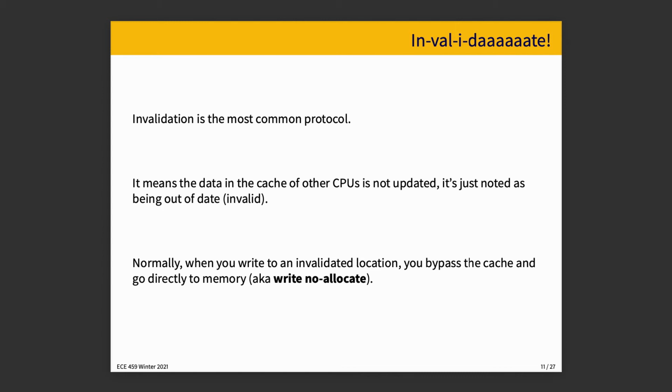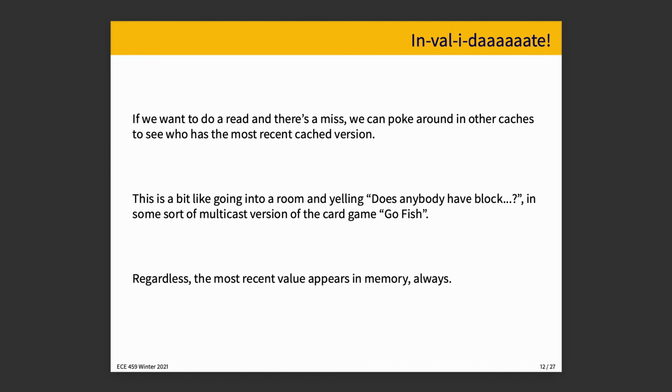That is copying the new values to the CPU's cache, and if it was not going to use it anyway, we did some extra work for nothing, so there might be no benefit to doing so. Right. And if you want to do a read and there's a miss, then you can ask other CPUs to see who has the most recent cached version. This is a little bit like going into a room and yelling, does anybody have block, and then whatever block number of memory you're interested in, some sort of multicast version of the card game Go Fish.